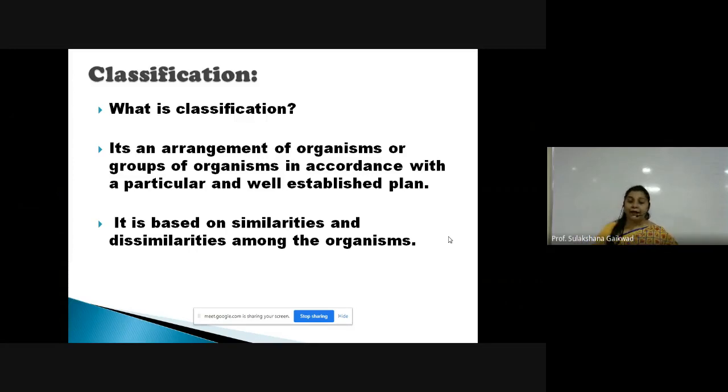Whether they have similarities or dissimilarities, it is based on what? Similarities and dissimilarities among the organisms. If the organisms are similar, we place them in one group. If they are dissimilar, we place them in the other group.